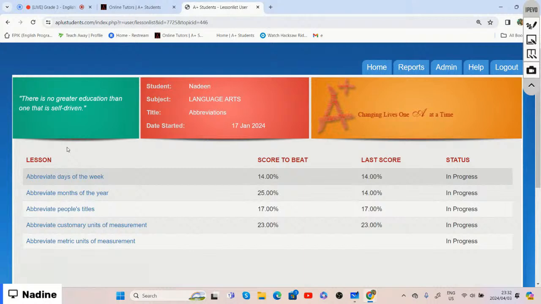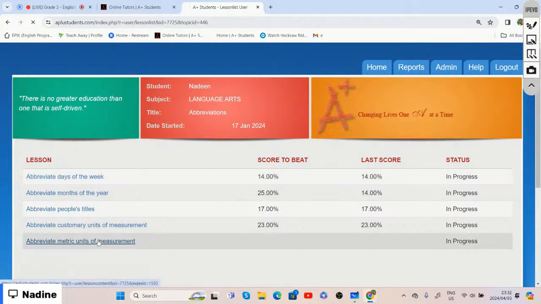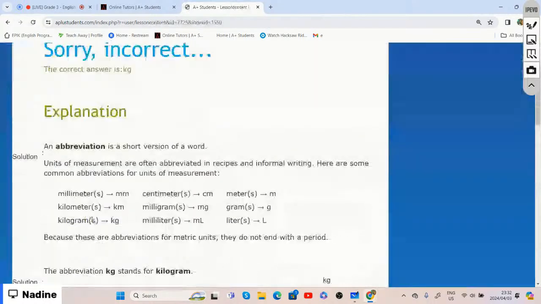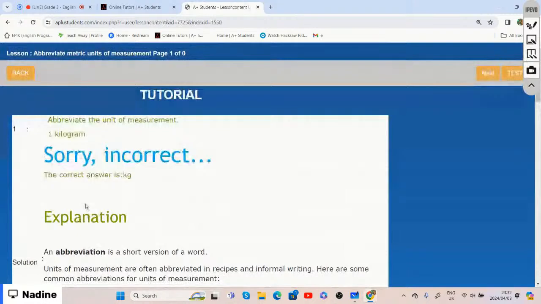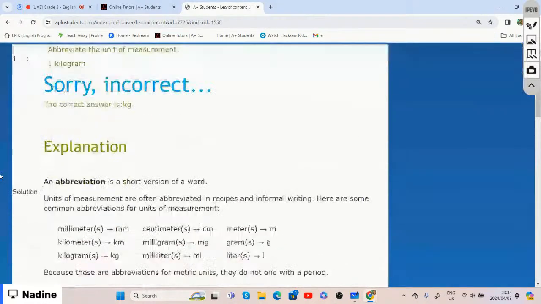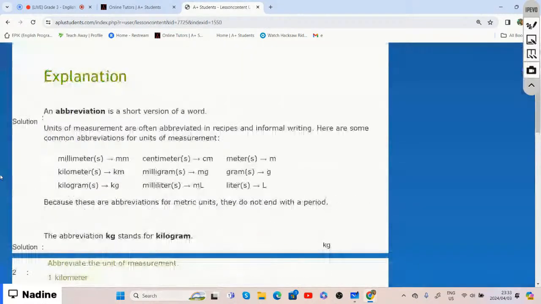Now we're going to abbreviate metric units of measurements. Metric units of measurements are usually your milliliters, millimeters, kilometers, centimeters. It is to do with grams or liters or meters, right?